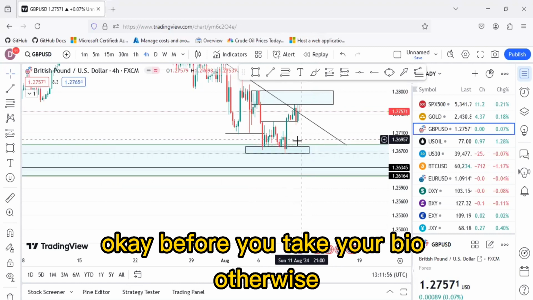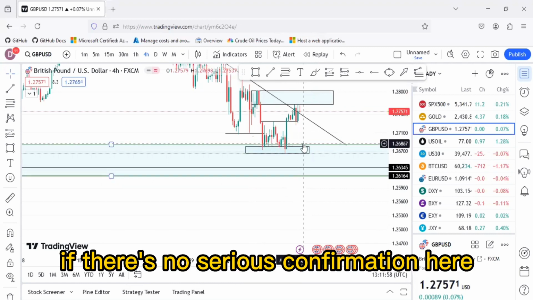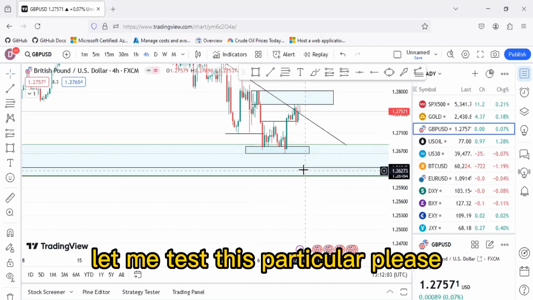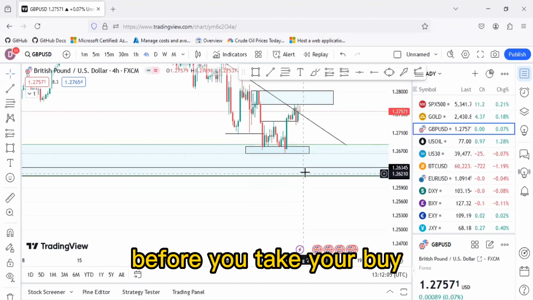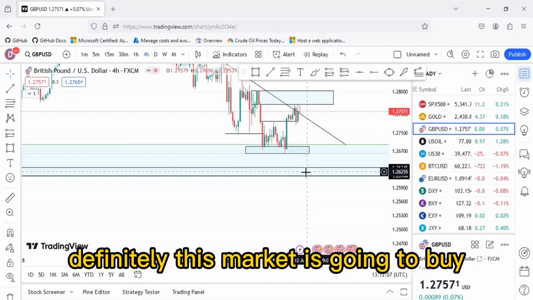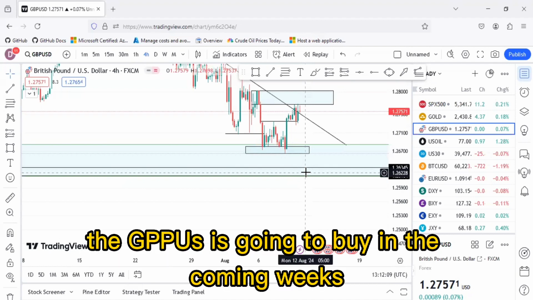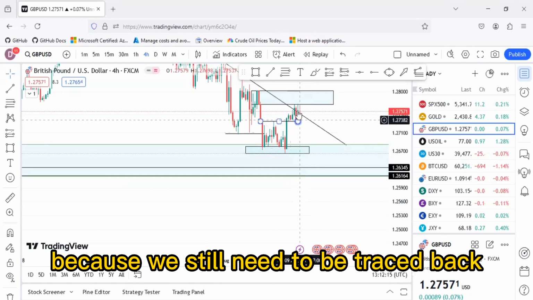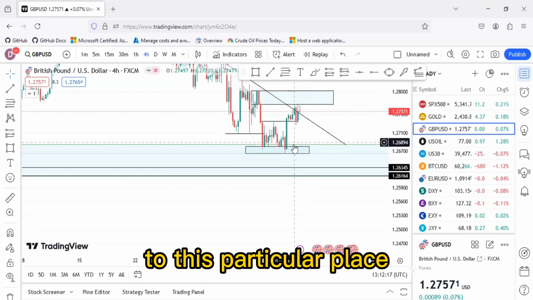Okay, before you take your buy, otherwise, if there is no serious confirmation here, wait, let the price test this particular place before you take your buy. Definitely, this market is going to buy. The GBPUSD is going to buy in the coming weeks. But when is it going to start the buying? We don't know yet, because we still need to retrace back to this particular place.